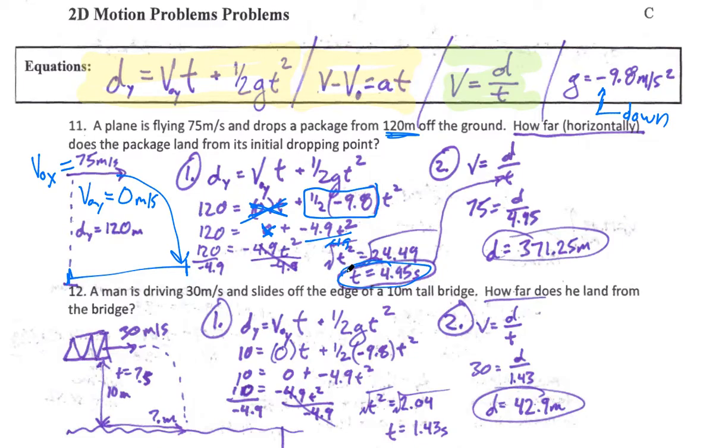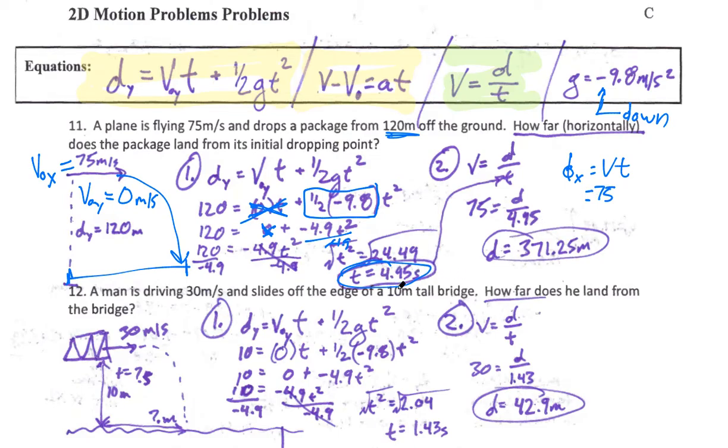Since I know that, now I can solve how far horizontally the package went, right? Because my formula for horizontal distance is dx equals vt. That's the same thing as v equals d over t. Remember, we can't use this formula for vertical. We can only use it for horizontal, because horizontal is the only possibility where I may not have an acceleration. And in this case, if the plane was initially flying 75 meters per second and doesn't accelerate in the horizontal direction, I stay at a constant 75 meters per second.